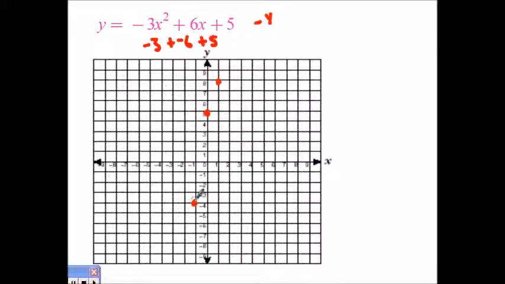And then we'll go with the points of symmetry. 1 back, so 1 over. 2 back, so 2 over. And now I can graph my parabola.